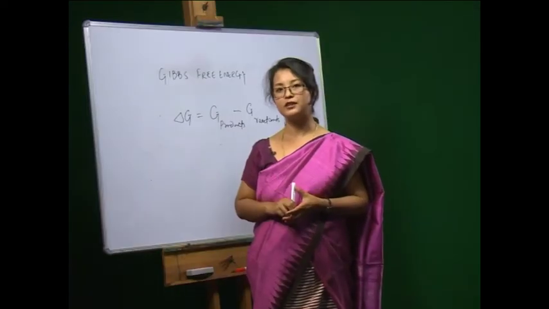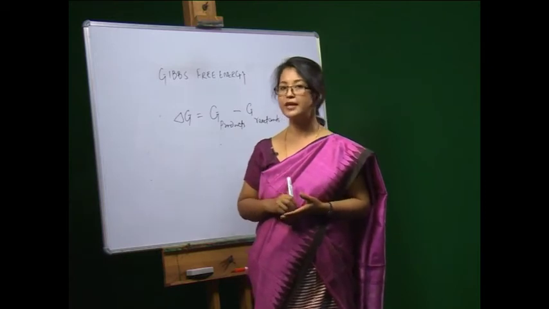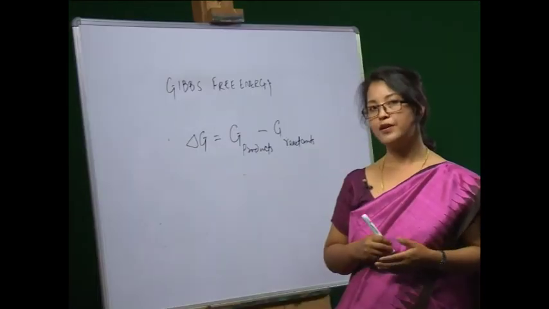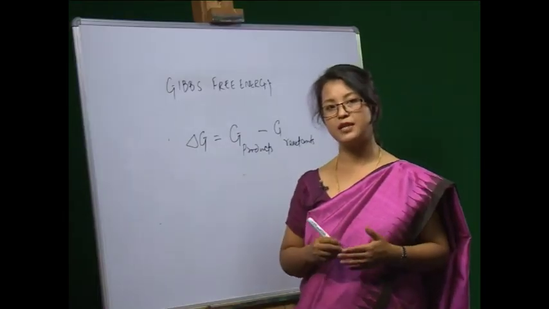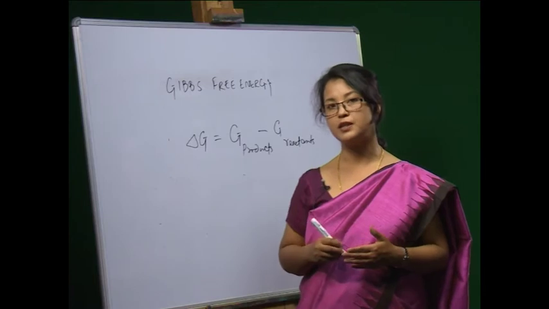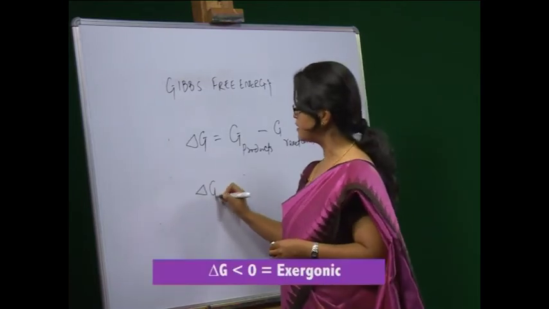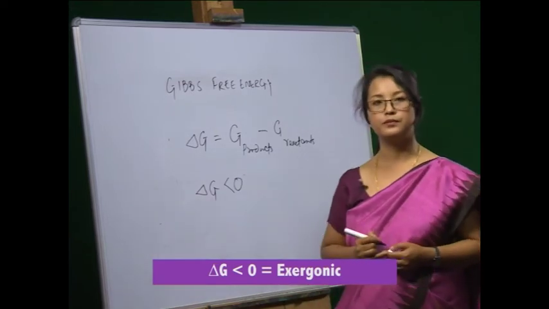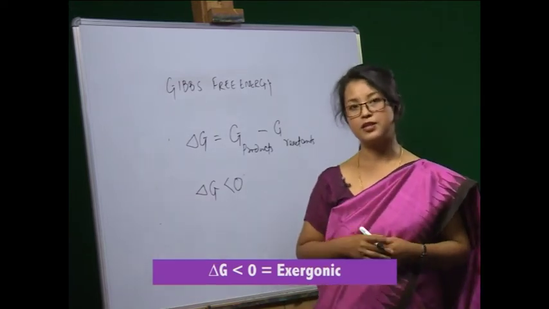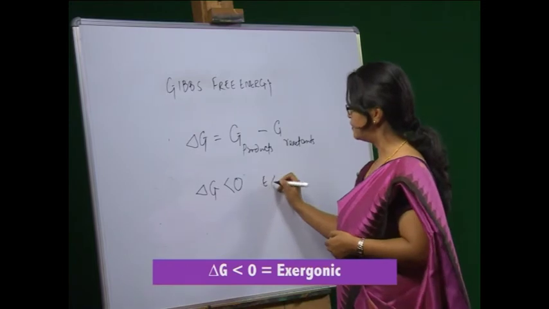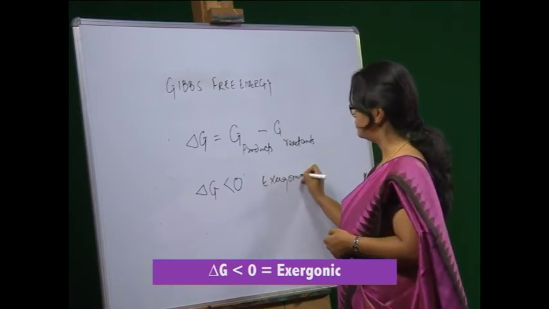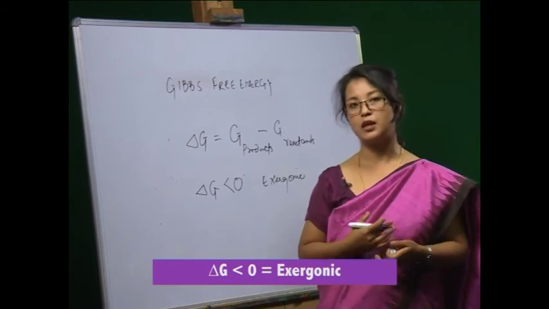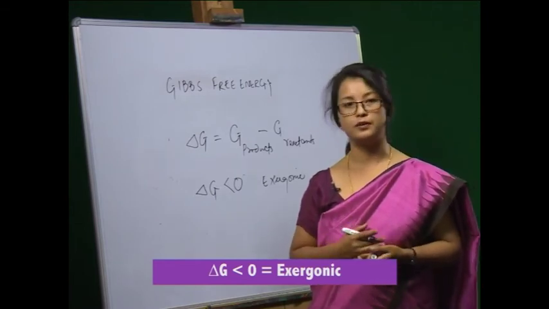The relation of delta G to the direction of any chemical reaction can be summarized in three statements. When a reaction proceeds spontaneously with the release of free energy, delta G has a negative value, and the reaction is said to be exergonic. A reaction with negative delta G is called thermodynamically stable.